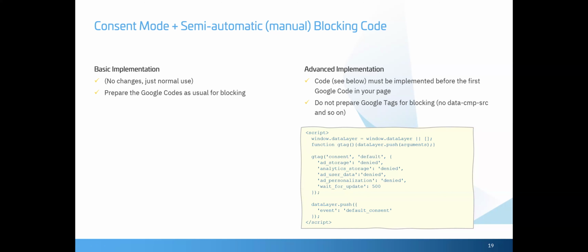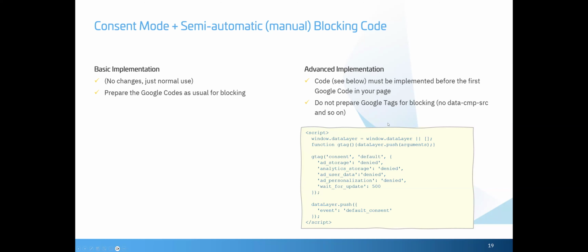So let's say you have Google Tag Manager or Analytics or Google Ads or something. Before the first Google code, paste this code in there and do not prepare any Google tags for blocking. So if you changed the Google codes for blocking, so you added these data-cmp-src attributes, etc., remove them. Basically, you leave the Google code in the same way as you get it from Google, right? So that would be the change. Basically, revert your blocking if you have blocking already made in a page, if you want to use the advanced implementation.